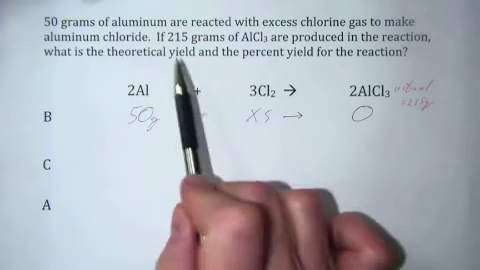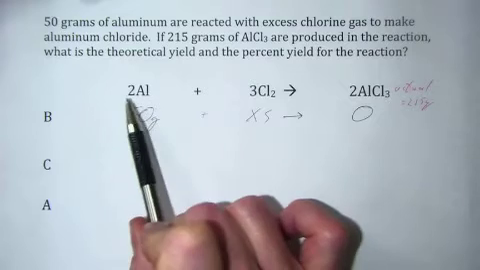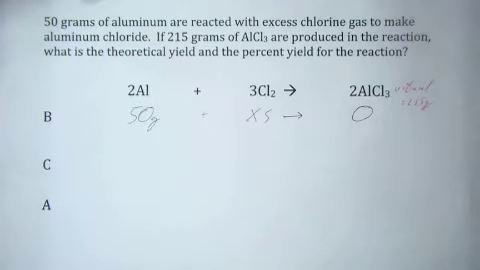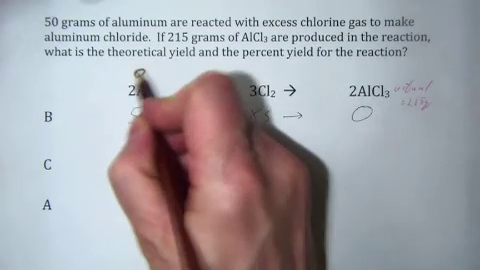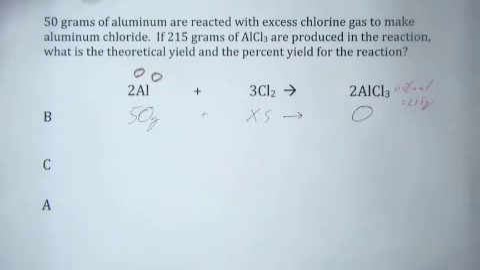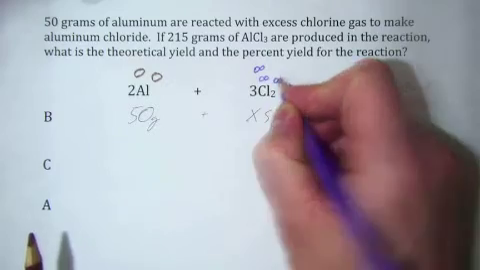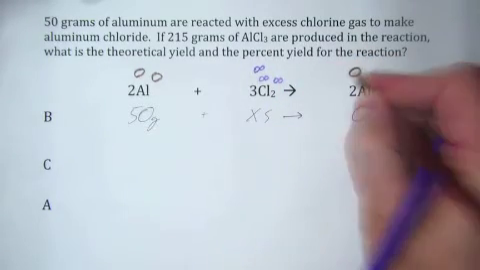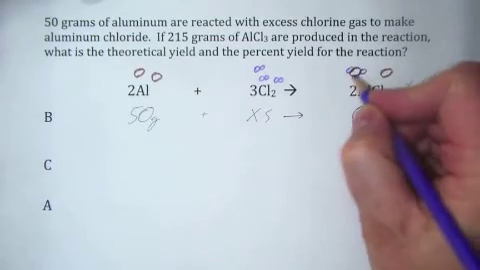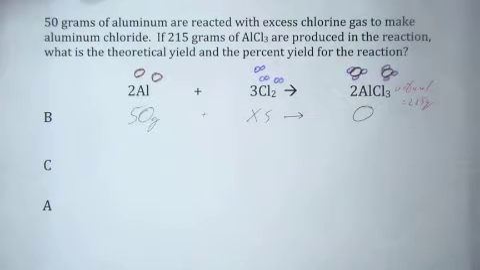Well, it says 50 grams of aluminum. Let's see here. Aluminum looks like this. So here we have 2 aluminums, 2 aluminum particles. When we get over here, we'll draw the chlorines as purple. 3 chlorine molecules. That's good. And we have 2 aluminum chlorides. So it's an aluminum with 3 chlorines to it. Okay. Sometimes pictures help us.